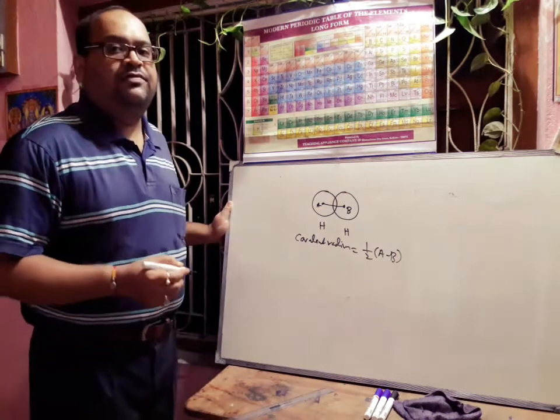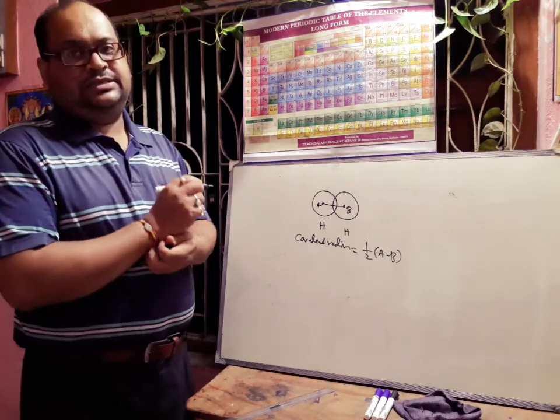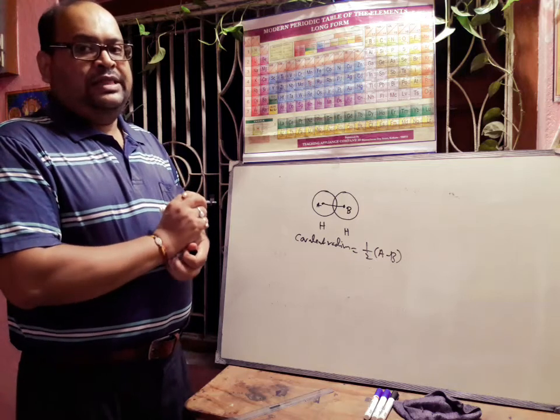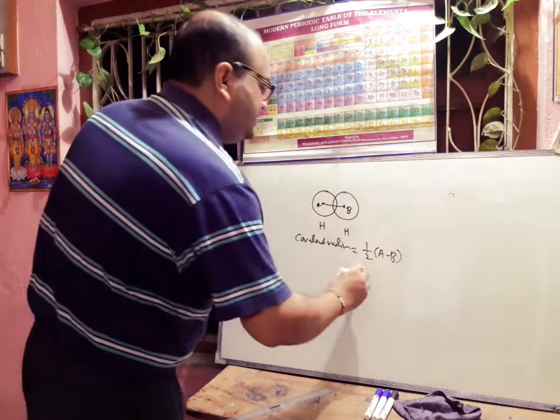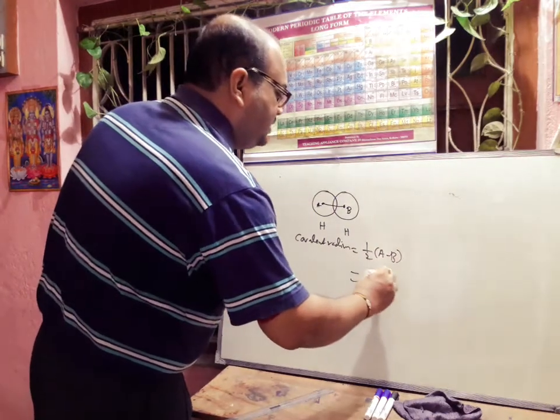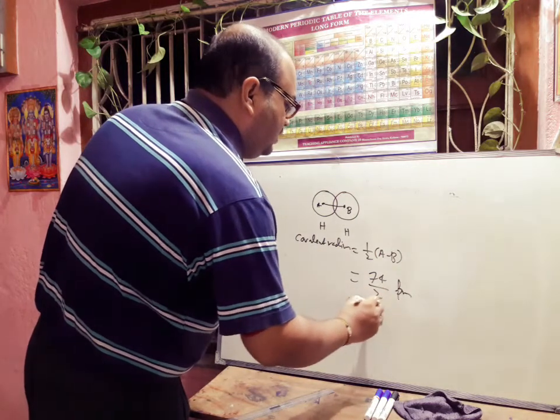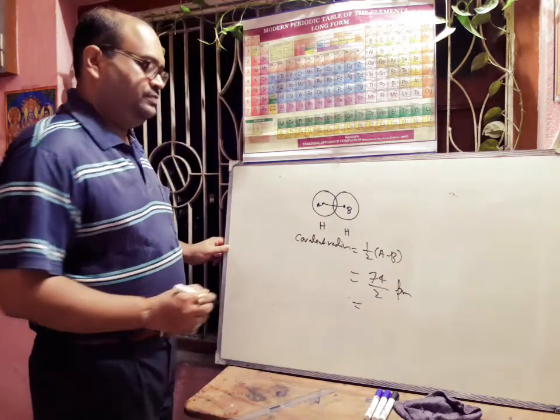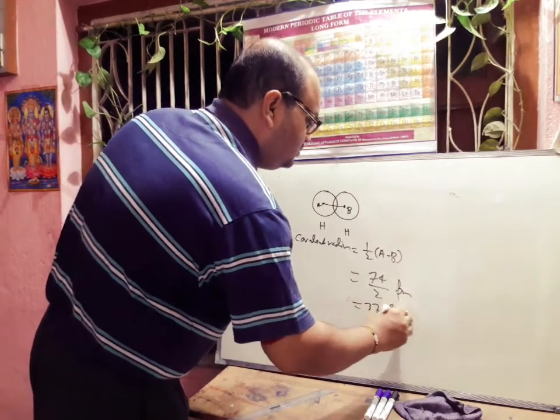Now if we calculate the internuclear distance, it will be around 74 picometer. So the AB distance is 74, and 74 divided by 2 gives 37 picometer.